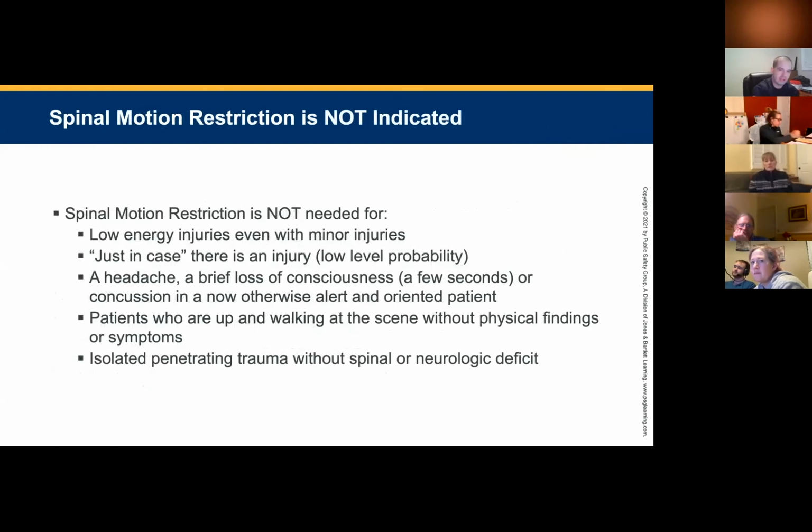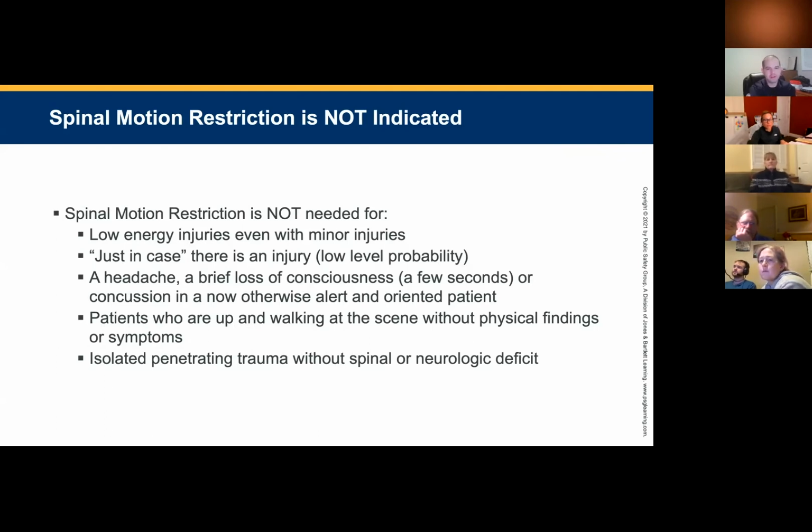We do not need spinal motion restriction for low energy injuries, even with minor injuries. Can somebody think about what a low energy injury might be? Bumping your helmet into someone else who was walking at you. Great example. Yep, that would be a low energy injury.